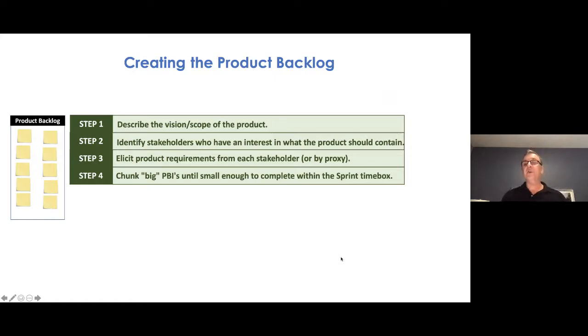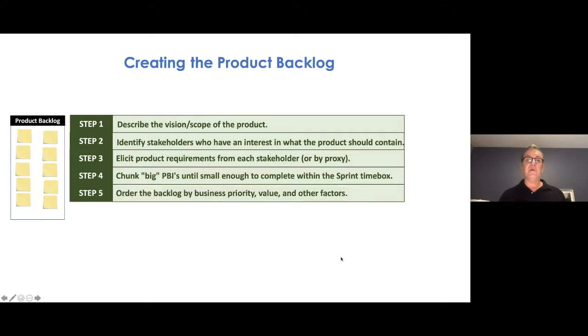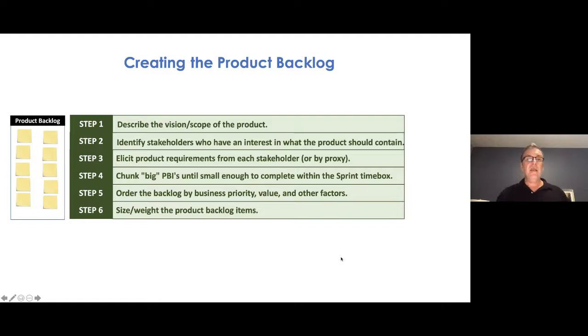So if something's bigger than a sprint time box, then it's too big to fit our sprint backlog, so we need to fix it or make it smaller. And that's predominantly time boxing is a component of Scrum, not Kanban, so it's more applicable in the Scrum world. Step five is order the backlog by business priority, by value, and by other factors. And if we want to measure and do some forecasting of when we're going to be done and how much this thing's going to cost, we can also use some metrics, sizing and weighting.